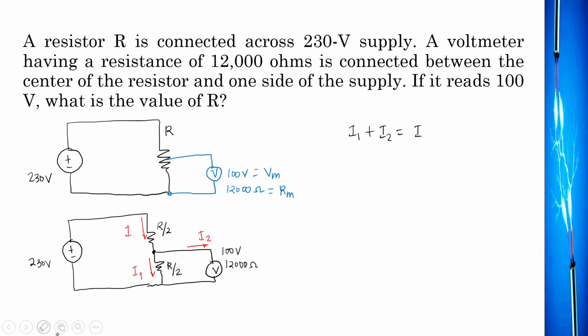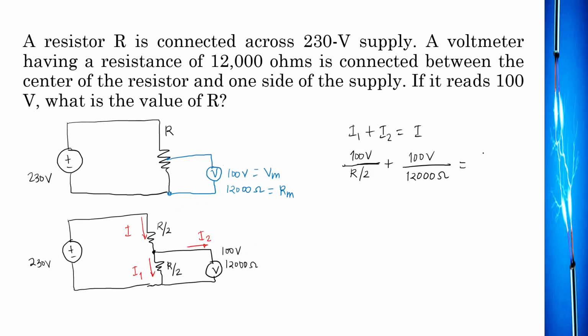Ngayon, syempre, i-convert natin, kumbaga, yung current express natin using Ohm's law in terms of voltage and the resistances. So, para dun sa I1, ano bang voltage niya dyan? Ang voltage niya dyan ay 100 volts divided by R over 2. Plus, dito naman, sa ating voltmeter, yung I2, yan yung current na dumadaloy dito sa voltmeter. So, I can have here 100 volts over 12,000 ohms. Sir, bakit parehas po sila ng voltage dun sa may I1 at saka I2? Kasi nga, they are being connected in parallel.